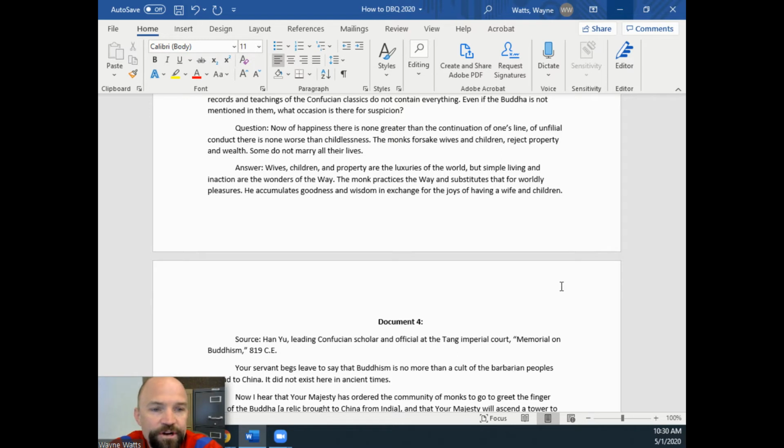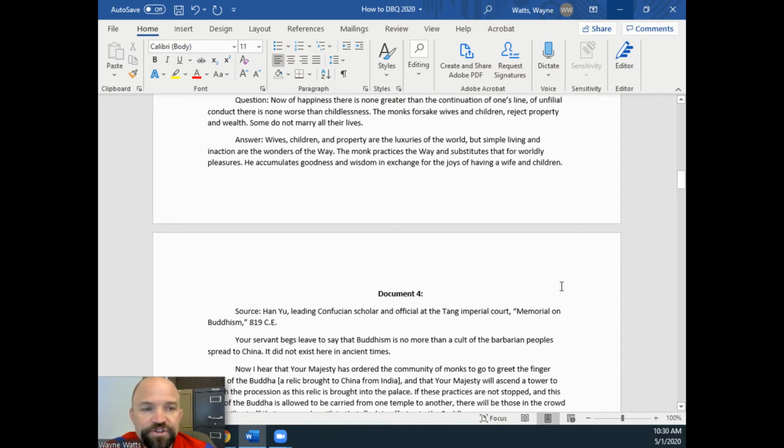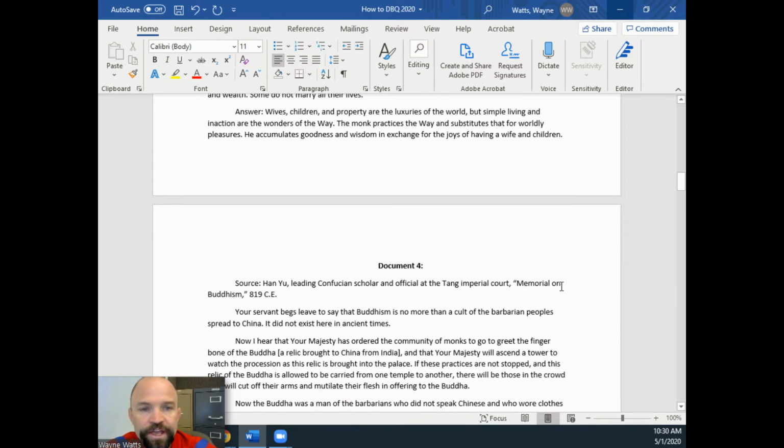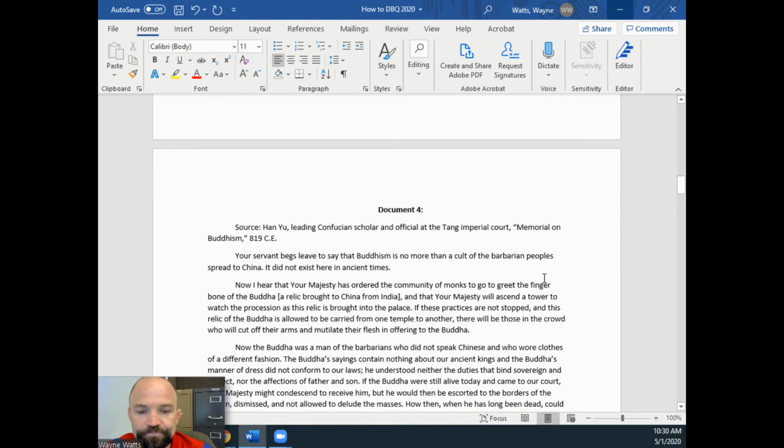Answer: wives, children, and property are the luxuries of the world, but simple living and inaction are the wonders of the way. The monk practices the way and substitutes that for worldly pleasures. He accumulates goodness and wisdom in exchange for the joys of having a wife and children.